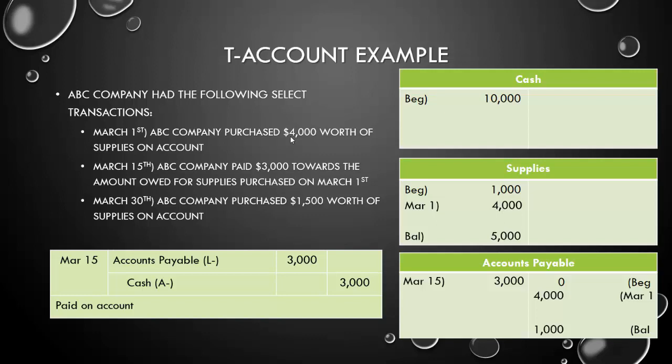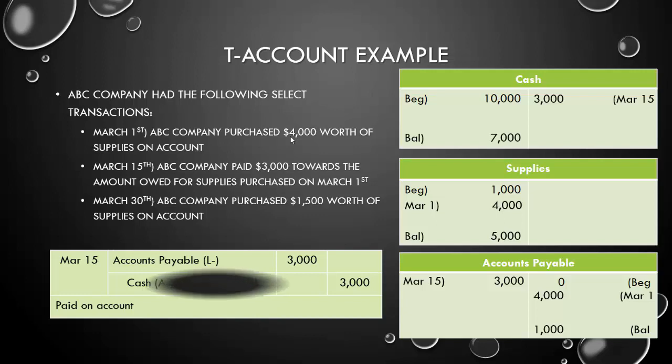For cash, we credited it for $3,000 in the journal entry. Let's move that over to the T account. We began the period with $10,000 in cash, but we just sent $3,000 out to pay off the supplies that we purchased earlier. How much cash do we have remaining? We've got $7,000 in cash, $10,000 minus $3,000.